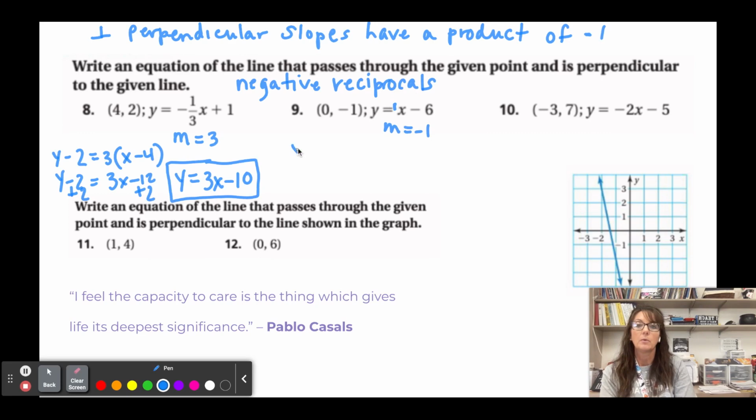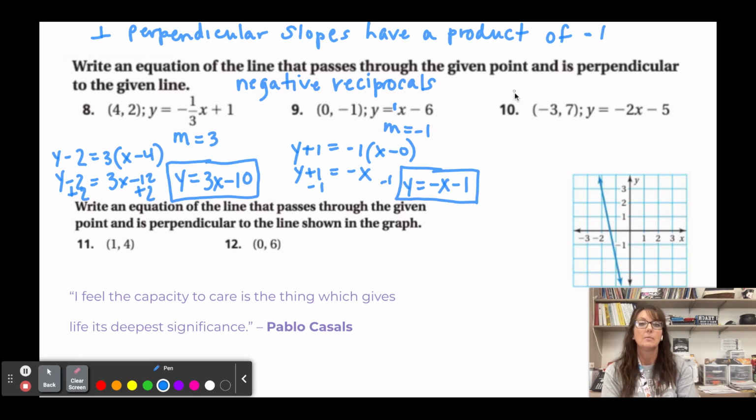So y plus 1, remember, minus a -1, so I'm going straight to adding 1, is equal to this -1, and then x minus 0, which is kind of silly to write, but I'm going to go ahead and write it. So y plus 1 is equal to -x. We are going to subtract 1, and we'll end up with y is equal to -x minus 1.